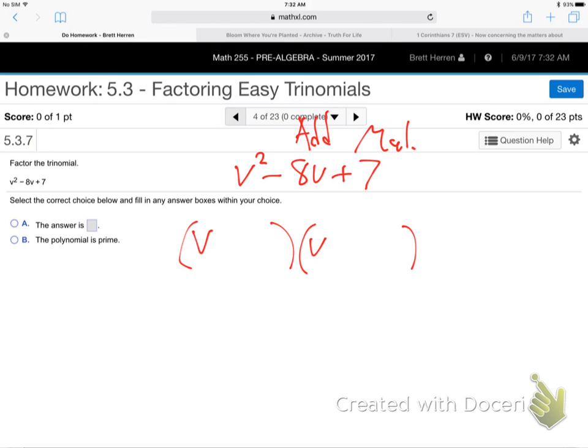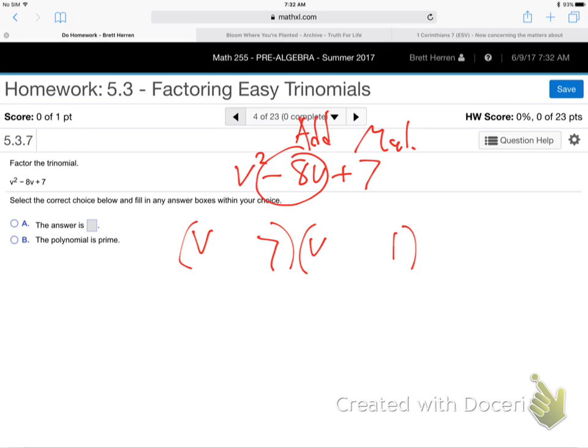So what multiplies to be 7? What times what is 7? 7 times 1, yeah. There's really no other options. 7 times 1. Now, no signs. Watch how I do the signs. I just hold off on them. I don't know if it's plus or minus or whatever. Just hold off. Let the middle tell you the story on the signs.